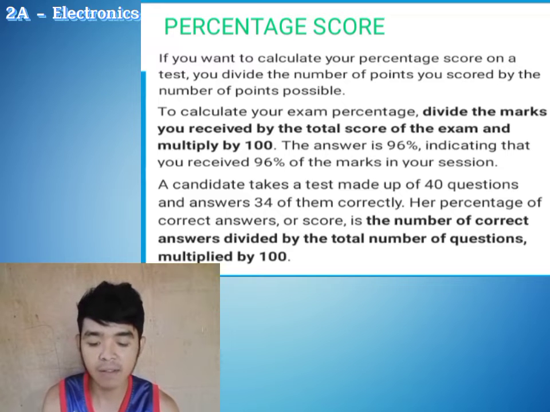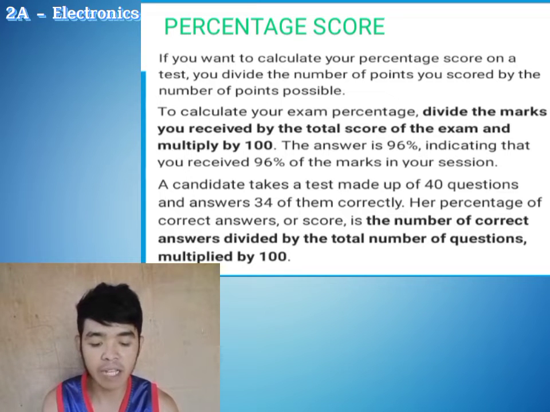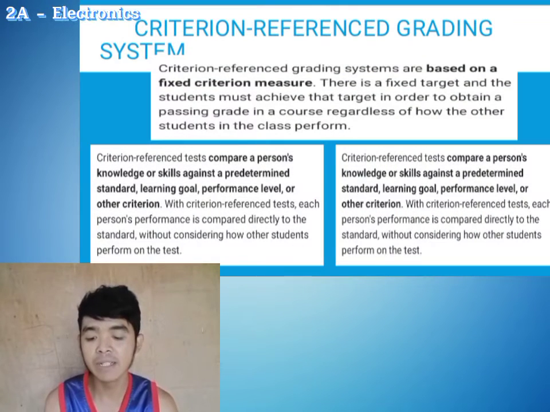A candidate takes a test made up of 40 questions and answers 34 of them correctly. Her percentage of correct answers, or score, is the number of correct answers divided by the total number of questions multiplied by 100.